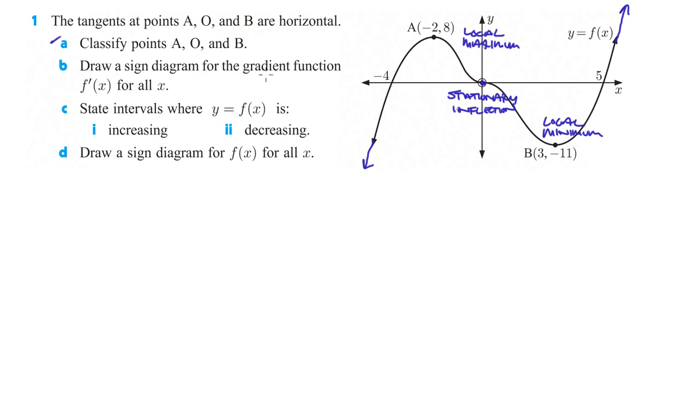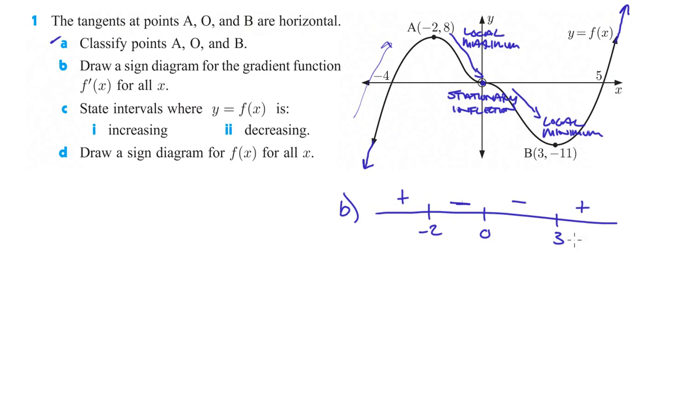Part B, draw a sign diagram for the gradient function f prime of x for all x. So really we can just do this here. So here's B. At all of our turning points, we've got one at -2, we've got one at 0, and we've got one at 3. So this thing here is increasing here, so that's positive. This is decreasing to 0, so that's negative. And then actually from 0 to 3, it's still decreasing, so that's still negative. And then from 3 on, it's going back up, so that will then be positive.